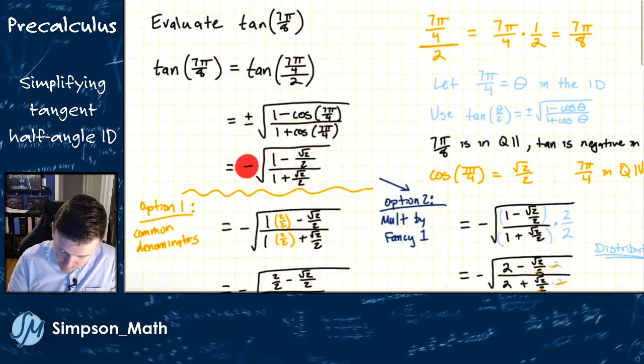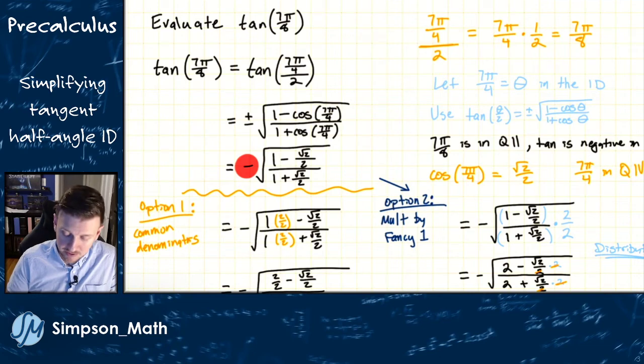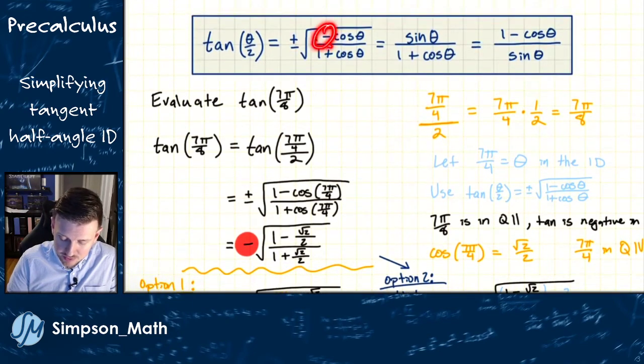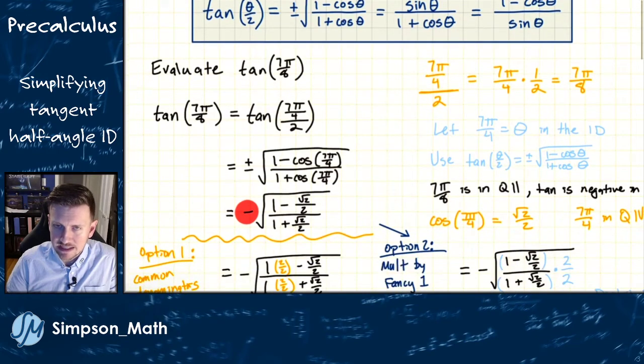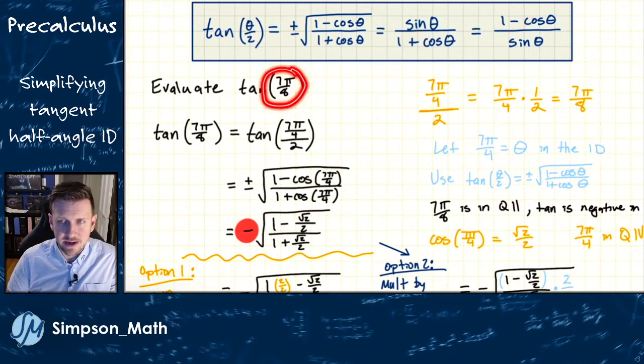So I'm going to replace theta with 7 pi fourths. So we have plus or minus the square root of 1 minus cosine of 7 pi fourths over 1 plus cosine of 7 pi fourths. Make sure to be paying close attention to which one is positive and which one's negative. In this case, it's negative in the numerator and positive in the denominator, and that holds true across the others as well. Now, remember, the angle that we're evaluating is 7 pi eighths.